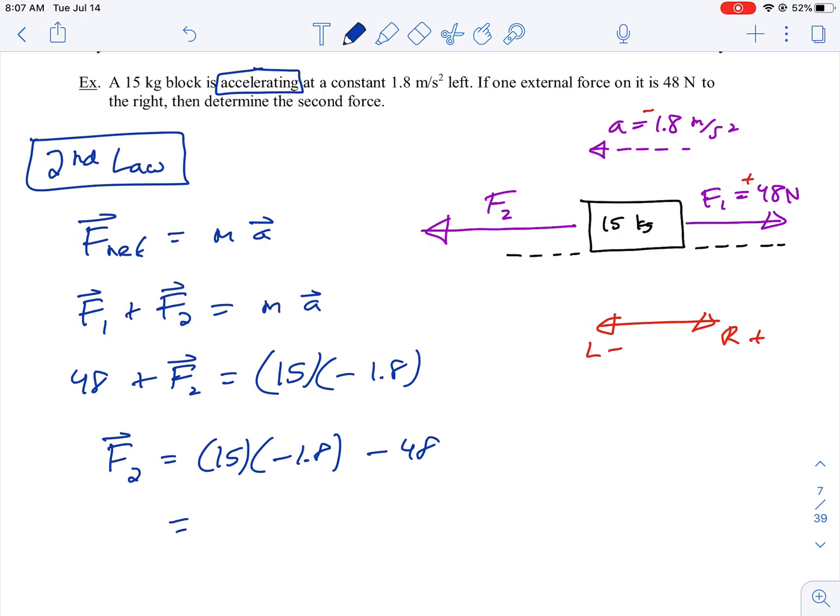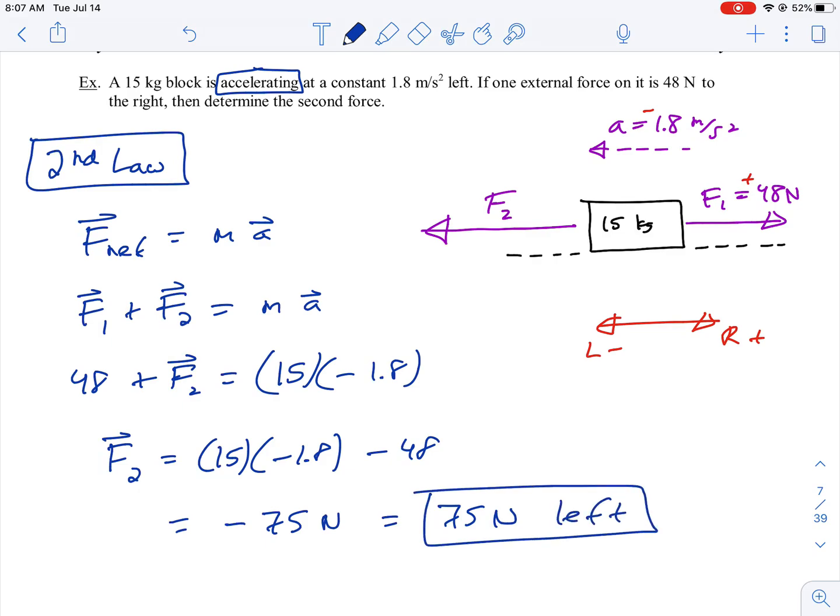So we end up getting negative 75, or 75 newtons to the left. And notice that that's bigger than 48 newtons. That's what we're expecting. So it's all working out. So just keep in mind, draw a force diagram, state the law in the equation, and then solve.